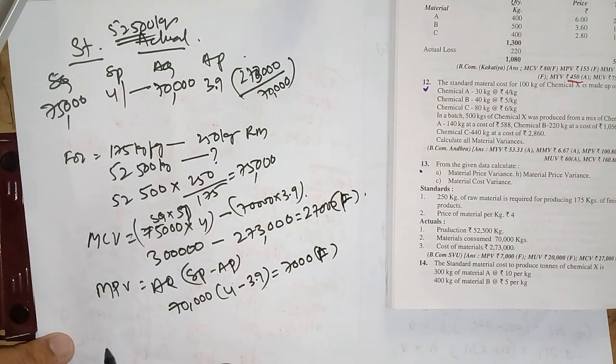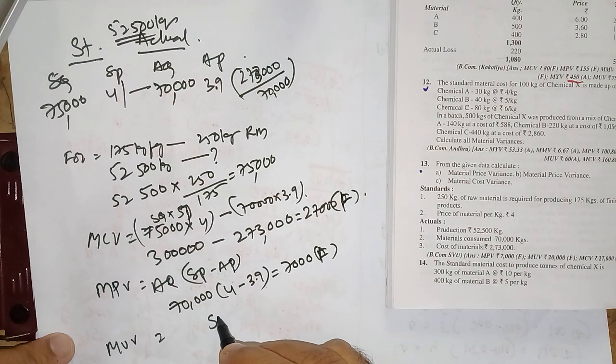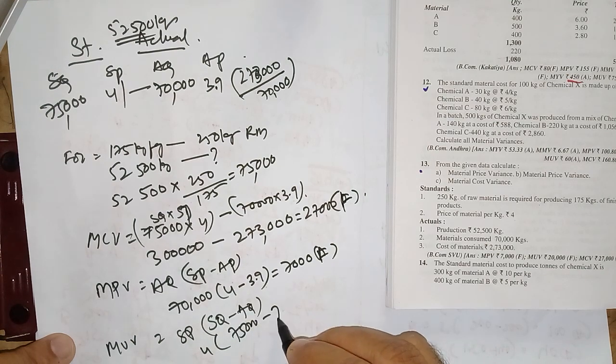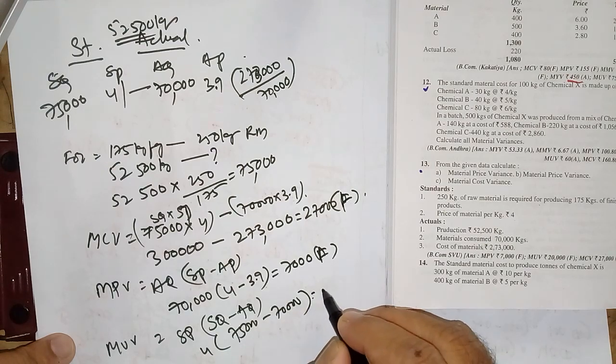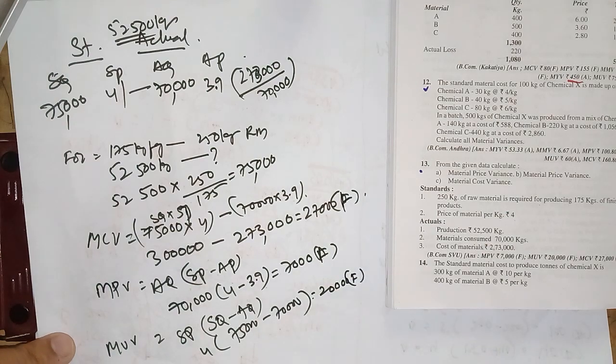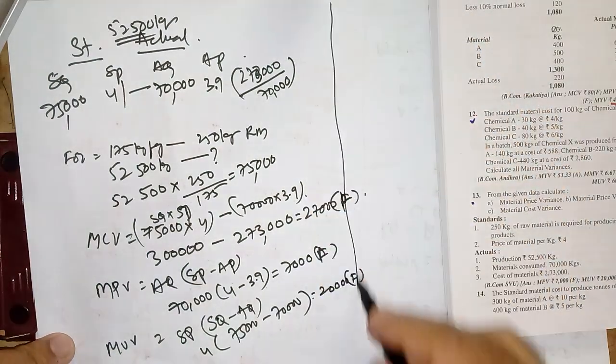Then after MPV, MUV is equal to SQ minus AQ multiplied by SP, standard price. So standard price is 4, standard quantity is 75,000 minus 70,000 is equal to 5,000, 5 fours are 20, so 20,000 favorable. So like this you can calculate, right? So it is very easy.